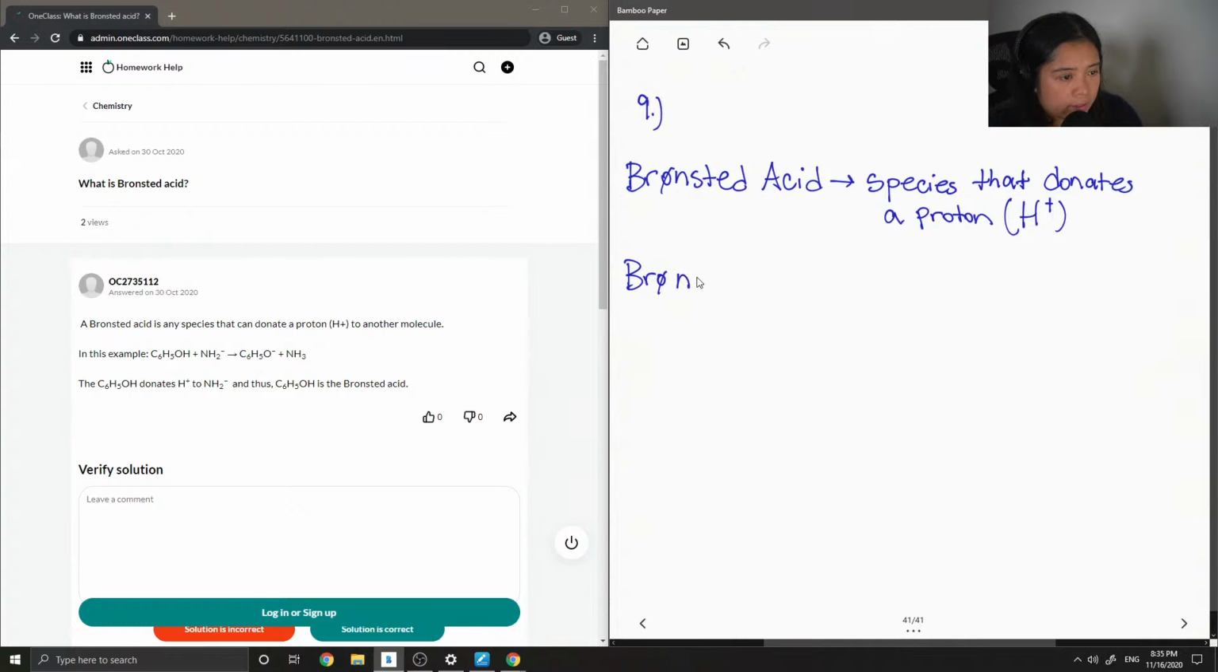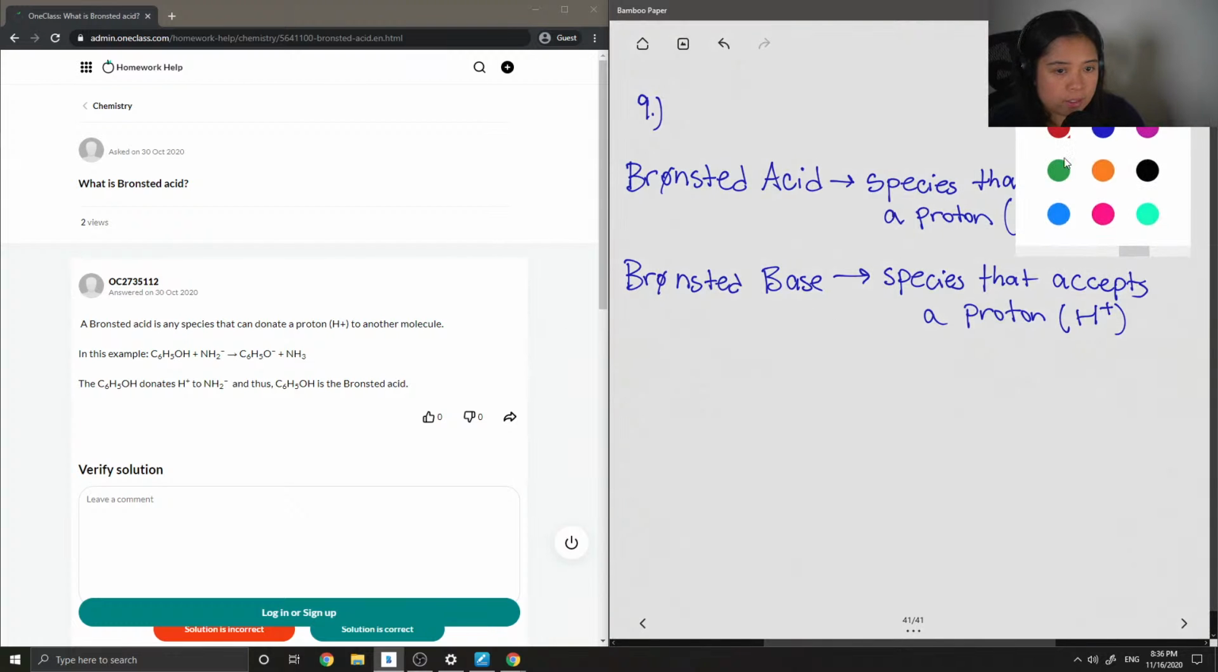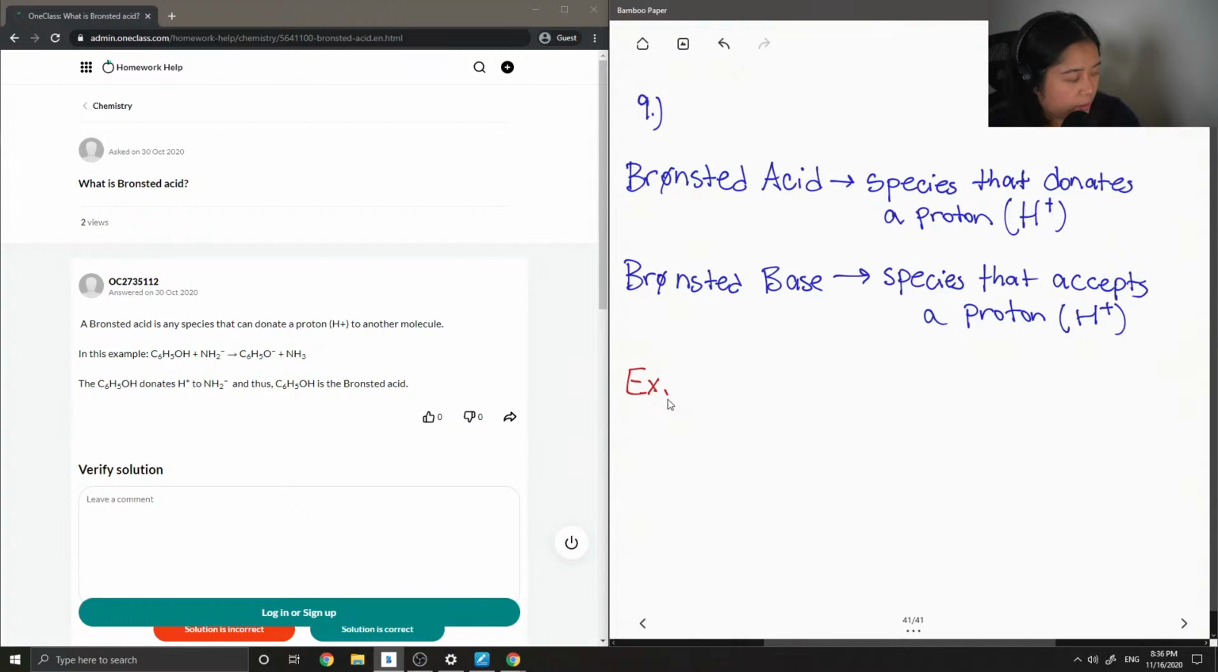And I'll also write out the definition of a Bronsted base. As you can guess, it is the opposite of the acid. It is a species that accepts a proton. Okay, so let's write out an example just so that we can label all the species of this reaction.